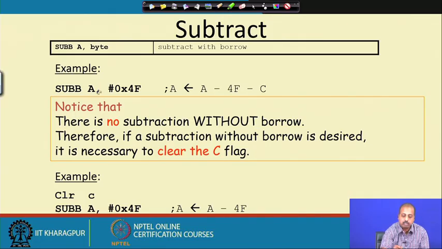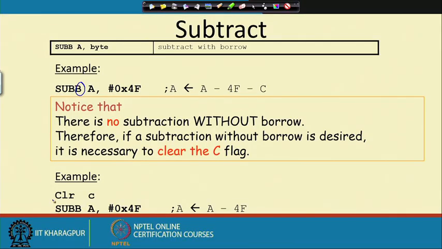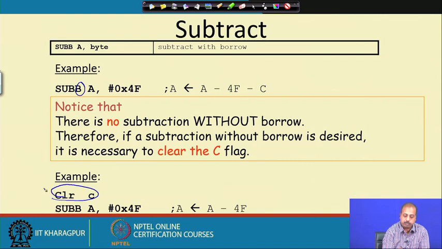We do not have any instruction where this B is absent, though for add we have got ADD and ADDC, but here we do not have anything else. So, whenever we are doing a subtraction, we have to be careful that we clear the carry first. Before doing any subtract operation we have to clear the carry first, and then we have to say subtract with borrow A, comma, whatever subtraction we are interested in. Okay. So, that way we have to do it.